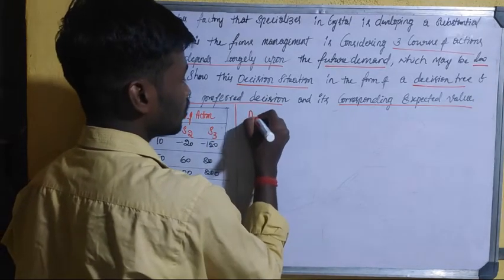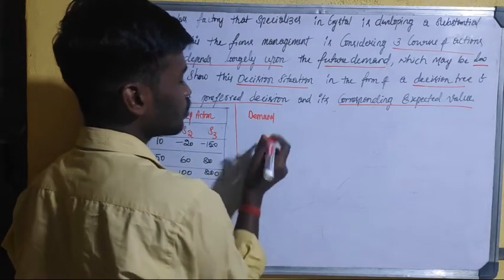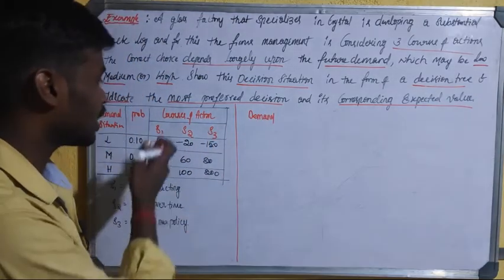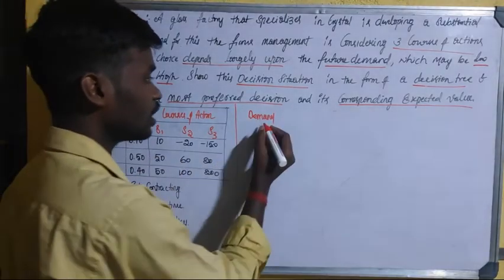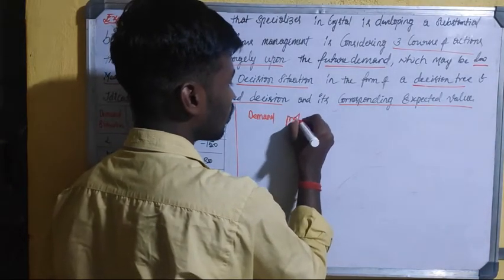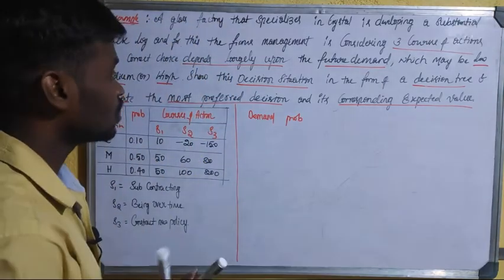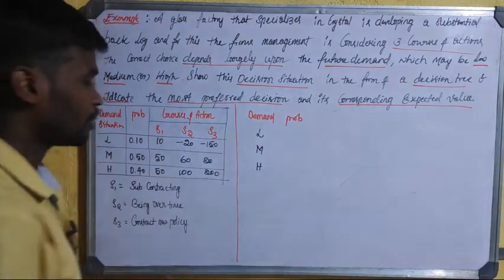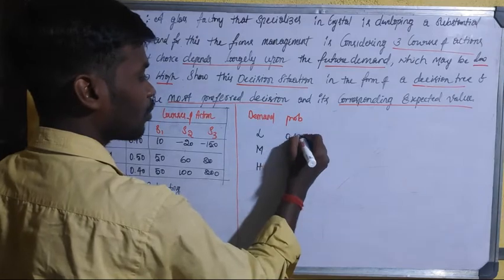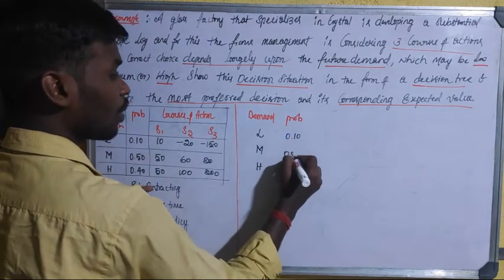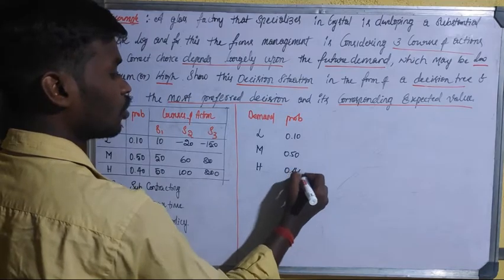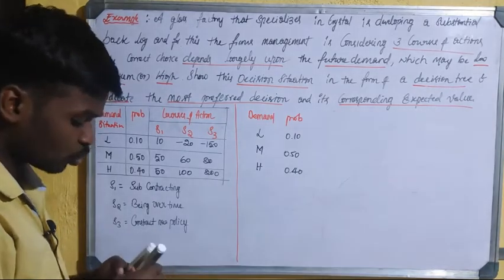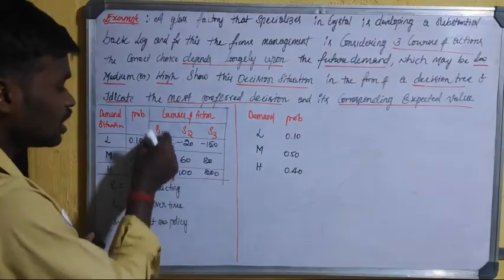So the various demand situations will be given. If you want, take the heading as computation of expected values for the various alternatives. Demand and probabilities: low demand, medium demand and high demand, with probabilities 0.10, 0.50 and 0.40. Now we have to calculate the expected value based on each alternative.